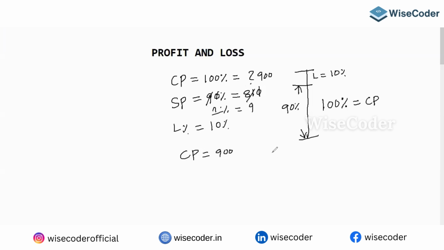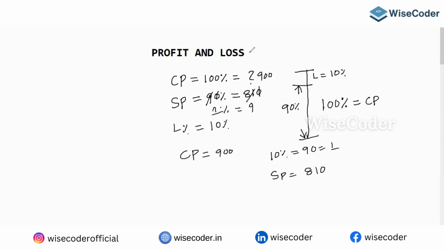Now you can verify your answer. Calculate 10% of 900. It's going to be 90. 90 is the loss. What is your SP? 810. From 900, if I subtract 90, then only I'll get 810. So my answer is correct.